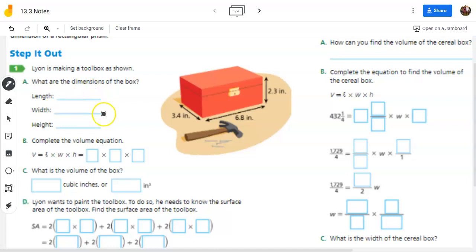Okay, Lion is making a toolbox. Here's his toolbox. What are the dimensions? The length, right here, 6.8. The width is 3.4. And the height is 2.3. So all we're going to do is transfer these numbers down here. So we have 6.8 times 3.4 times 2.3.